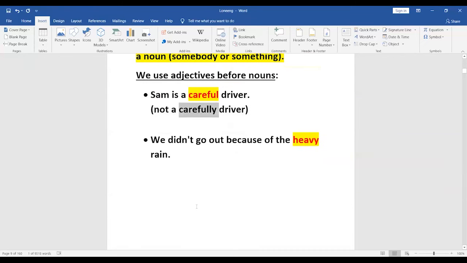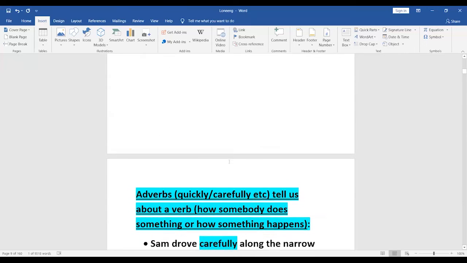Okay, next one. We didn't go out because of the heavy rain. Now, take a look here. Rain again here is the noun. We didn't go out because of the rain. What adds more meaning to the rain? The rain was heavy. So, since the word heavy adds more meaning to the noun, this becomes the adjective. Understood? Let's move on.